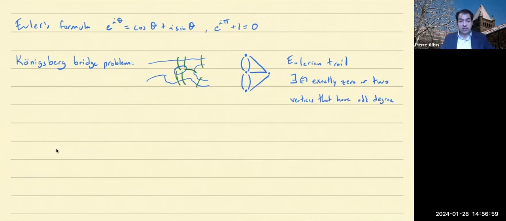Topology is the study of those geometric properties that don't change when you make continuous deformation. So they don't depend on lengths and they don't depend on angles, right? So things like whether or not there exists an Eulerian trail doesn't depend on the lengths of the bridge or the angles between the bridges. So it led to the development of topology.